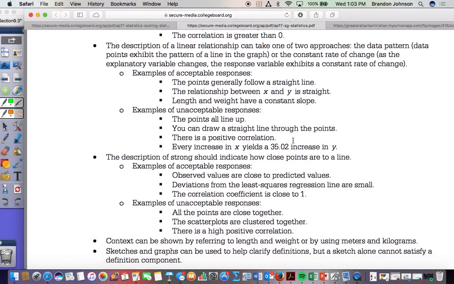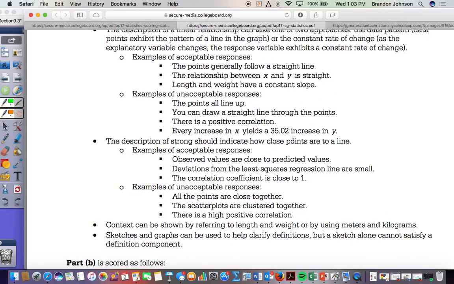Number 2, examples of an acceptable response as it relates to slope: the points generally follow a straight line; the relationship between x and y is straight; length and weight have a constant slope. If you said something along those lines, give yourself a check. Unacceptable: the points all line up; you can draw a straight line through the points; there's a positive correlation; every increase in x yields a 35.02 increase in y. Those would be unacceptable answers.